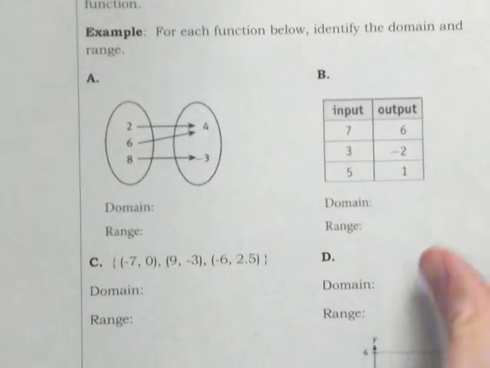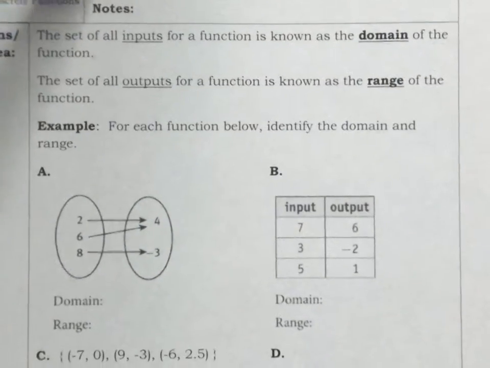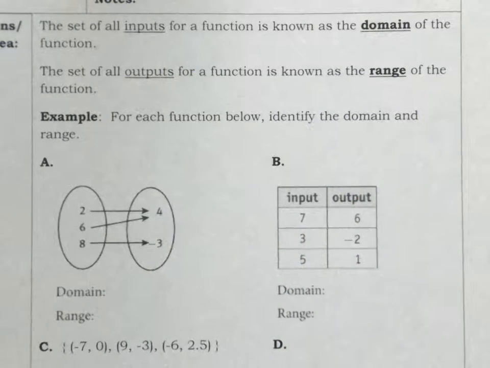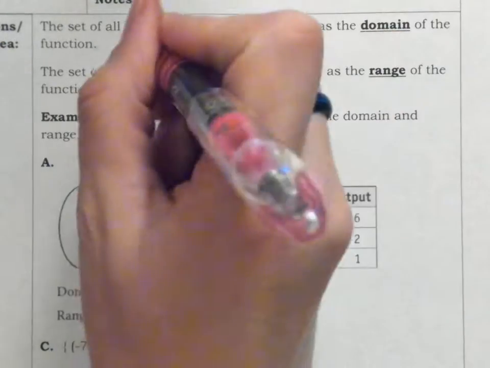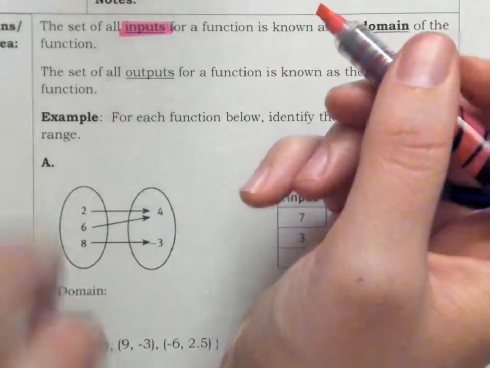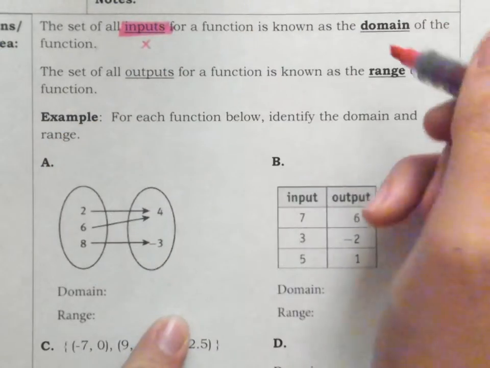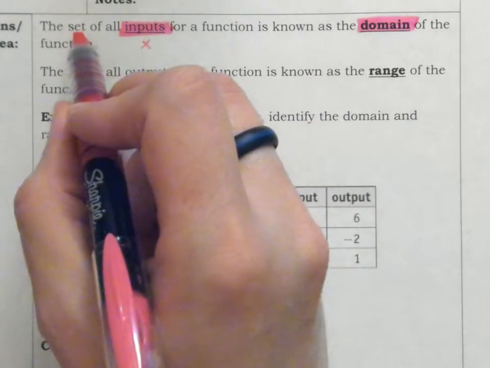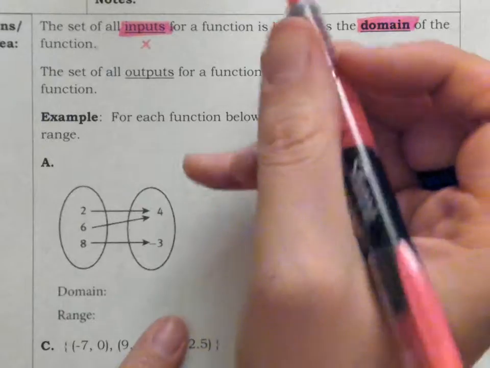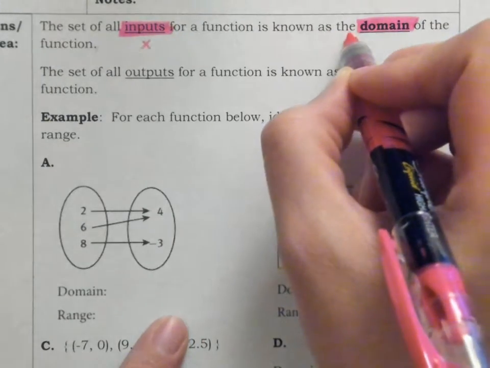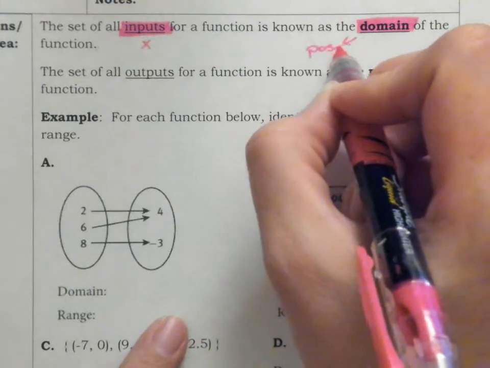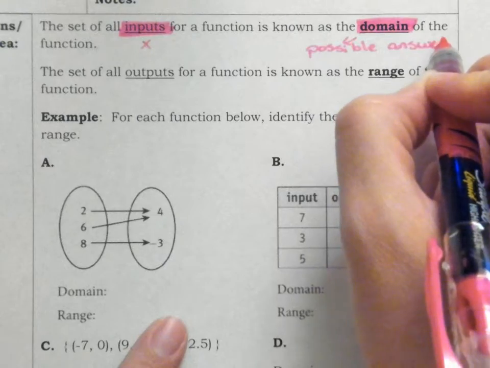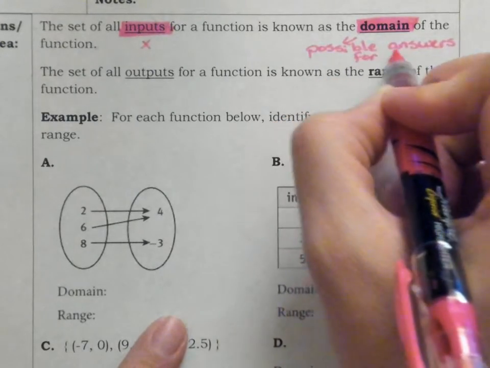Alright, so our notes here are specifically on the back about domain and range. The set of all inputs for a function is known as the domain. And today I'm going to highlight all of my x values in one color. So x is pink today. X is my domain. And a domain is just a list or a set of possible answers for x.